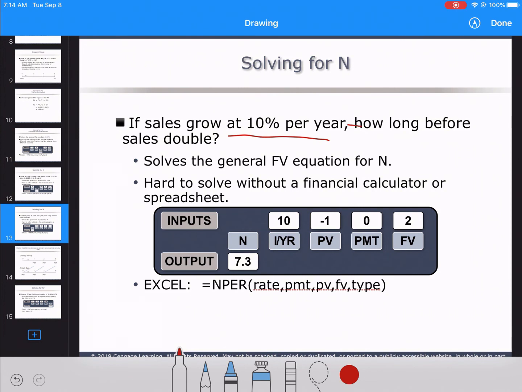But by asking how long before sales double, they have already given you two more things. If you think present value is $1, then future value should be $2. If you think the present value is 50, the future value should be 100. So here they assume 1 and 2, and then 10%, and the payment is 0, and N is 7.3.